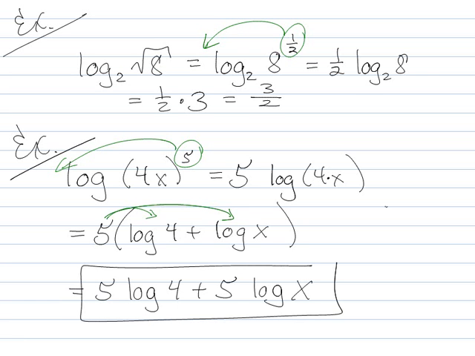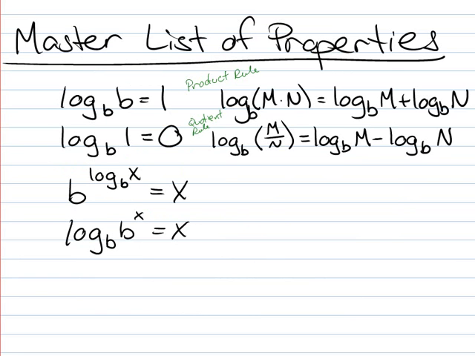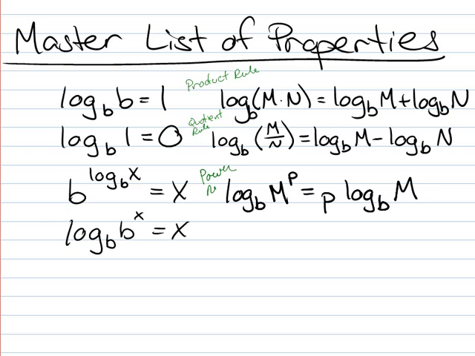Now the word for what we're doing here is called expand. The directions on your homework will say expand the following, and that means keep pulling it apart until you've used up all of the product, quotient, and power rules that you can. So let's add that to our master list now. We've got our power rule. What was this again? Log base b of m to the p equals p times log base b of m. And this is our power rule.